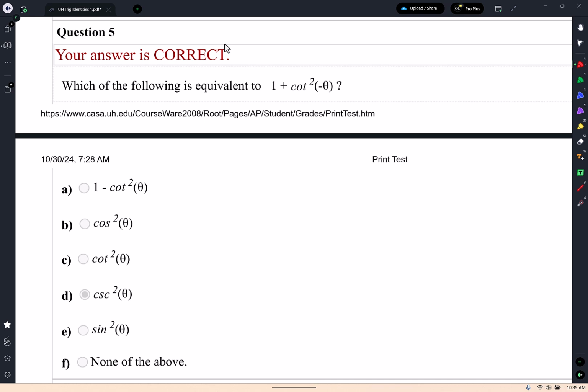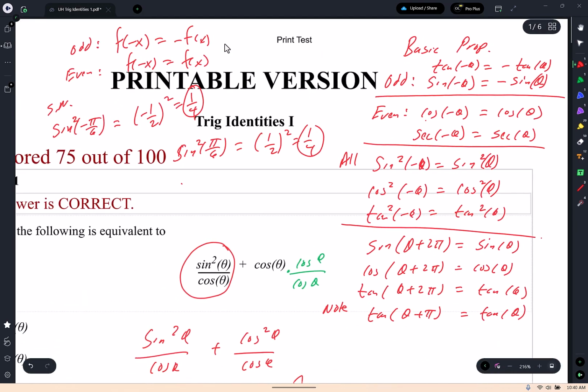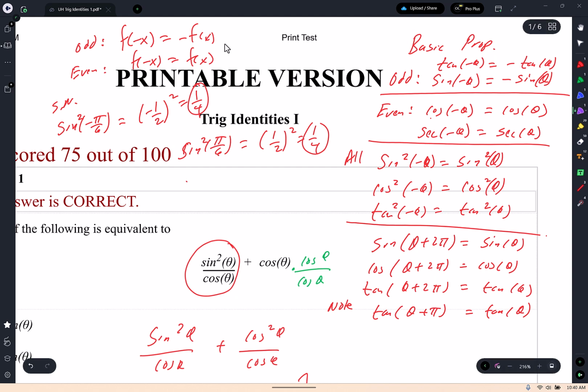Question 5. It says 1 plus cotangent with a negative theta in it. Because I'm squaring it, I know that negative times a negative is going to be positive. So you can just change that negative theta to a theta with a square on it. And then you just look at your notes. 1 plus cotangent squared is equivalent to cosecant squared. I just use this property. See how it says all? So if I'm squaring it, you can just turn the negative into a positive.